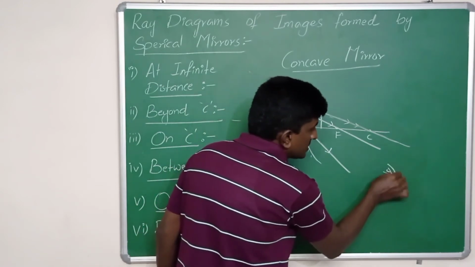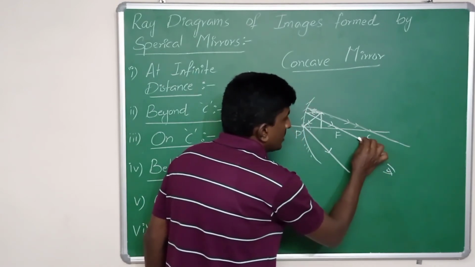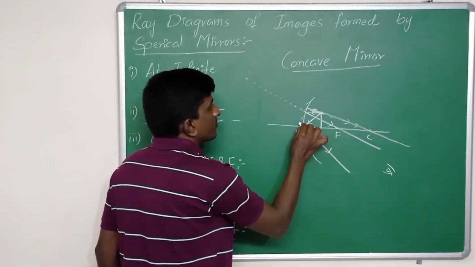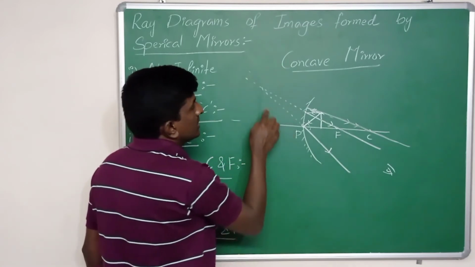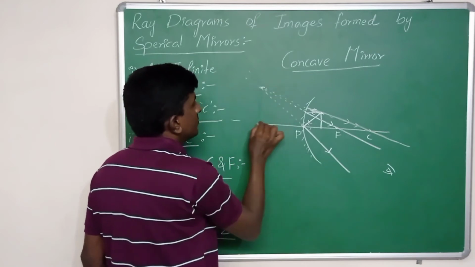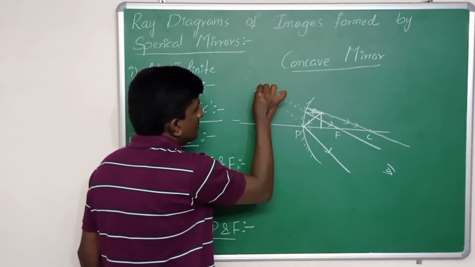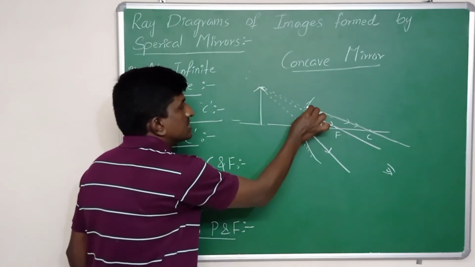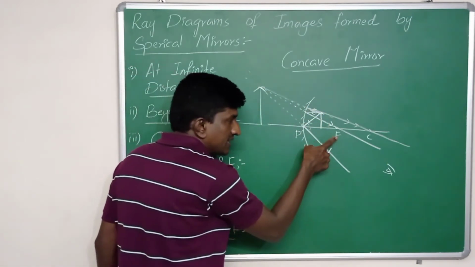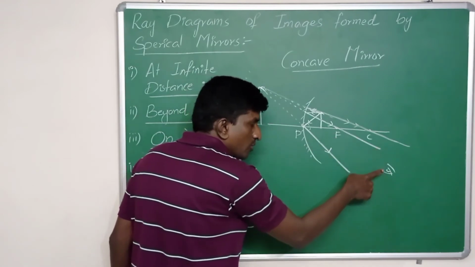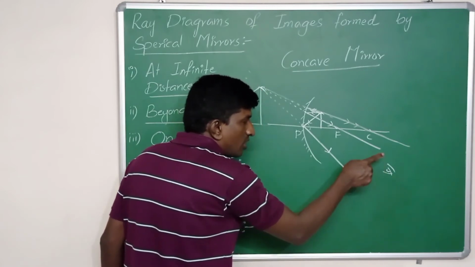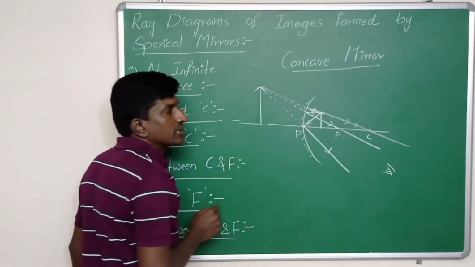If you observe these two light rays from here, you feel that they are coming from here. So these two light rays and this light ray also, these three light rays are coming from here. So this image is said to be a virtual image. Here these light rays are diverging, and you feel that the object is placed inside the mirror.